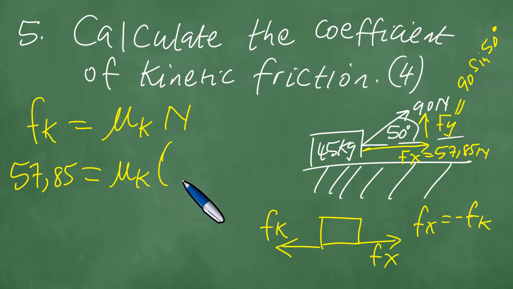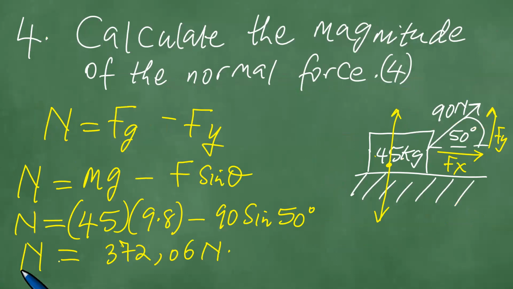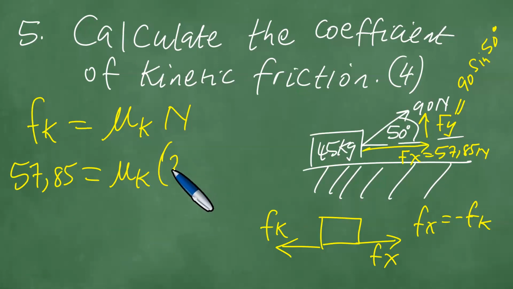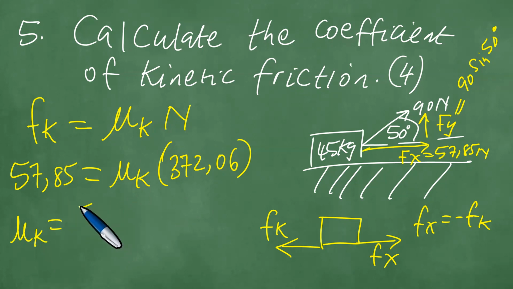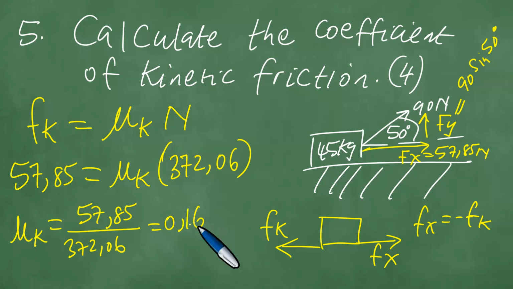The normal force is the one we got. We got the normal force to be 372,06 newtons. That's what you put here. 372,06 newtons. We use N for the normal force, capital N. We can use other symbols as well. But as a consequence, this means mu subscript k is 57,85 divided by 372,06, which is 0,16. It therefore means that the coefficient of kinetic friction is 0,16.